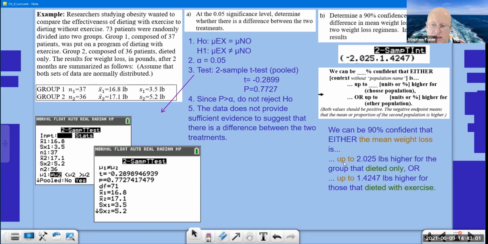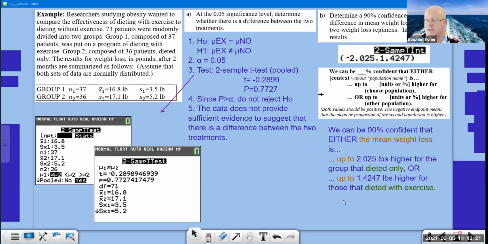And I do need to have the words up to there. We're not saying that the difference is either this or that. This is an interval between two numbers, up to this much on one end or up to this much on the other end. And that's why the words up to need to be in there.